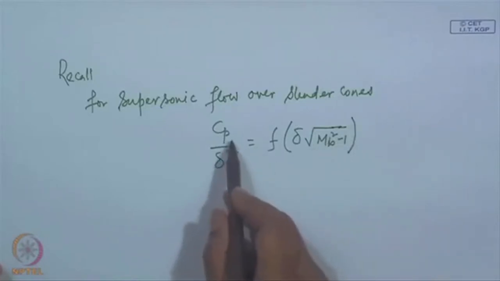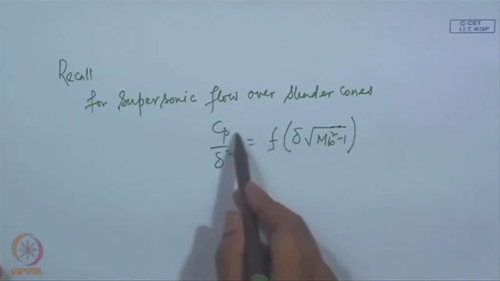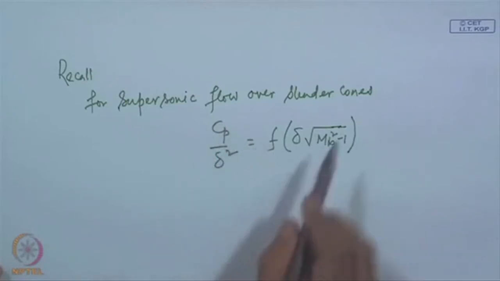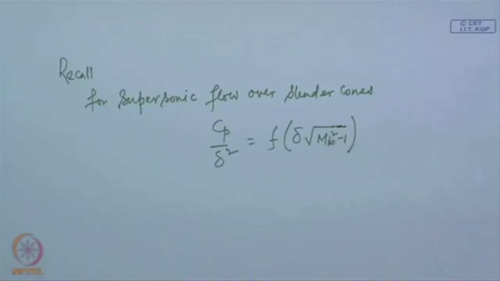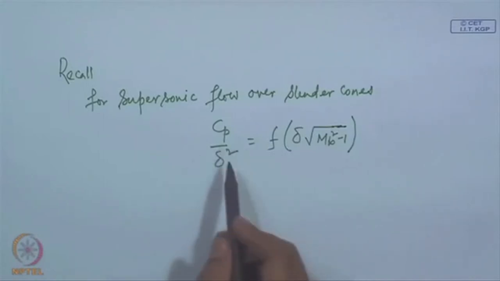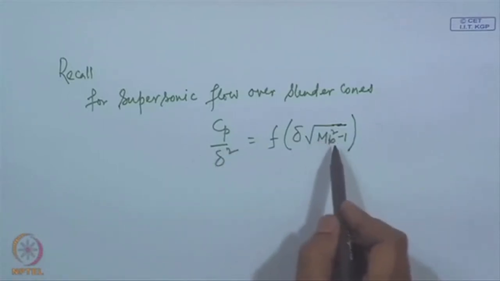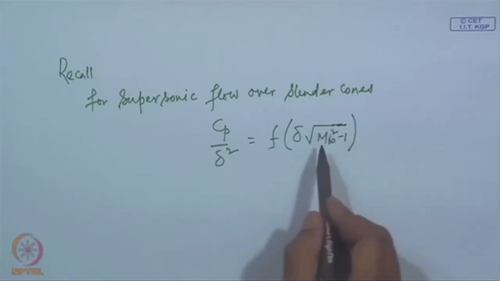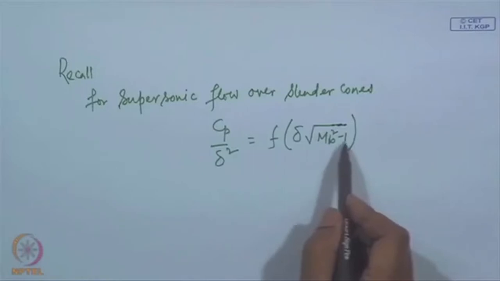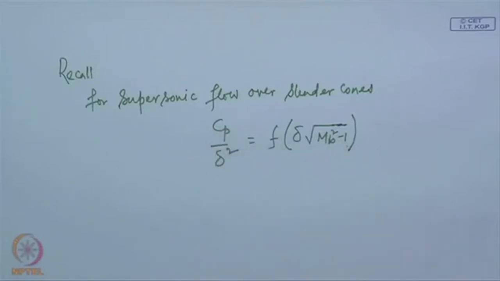However, we can see that this can be arranged in these two functional groups, one is Cp by delta square, the other is delta into root over M infinity square minus 1. And for all cylinder cones, if Cp by delta square is plotted against delta root over M infinity square minus 1 along the x axis and this along the y axis, we will have a single curve representing all cylinder cones and covering a range of Mach numbers.